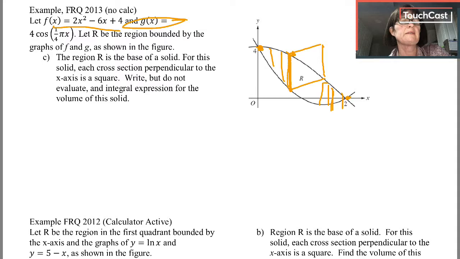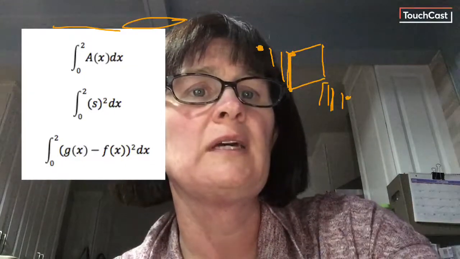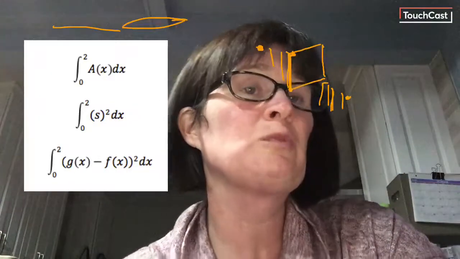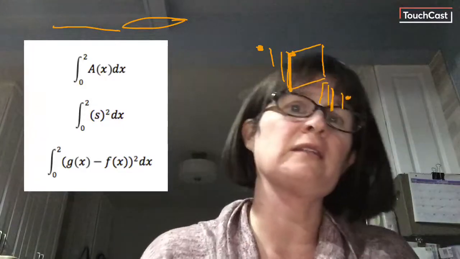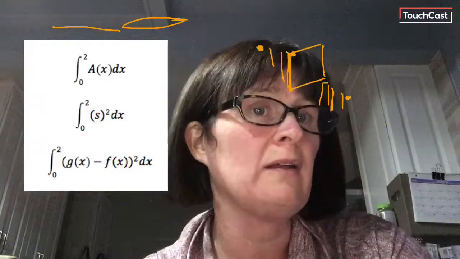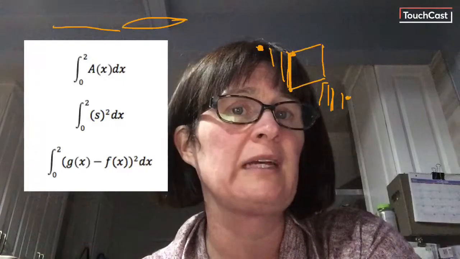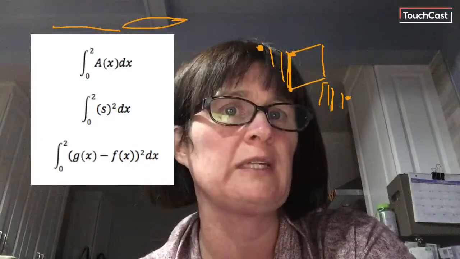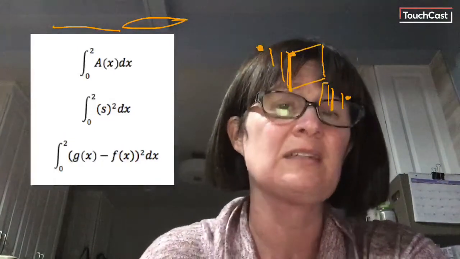There we go. So I need to integrate from 0 to 2 an expression for the area of the face of the slice times the thickness of the slice. So that's A of x times dx. I know for a square, the area comes from squaring the side, so I'm going to have to figure out an expression for s. The reason I can't stop here is because this has two variables in it. I have s's and x's. I have to get to the place where I only have x.